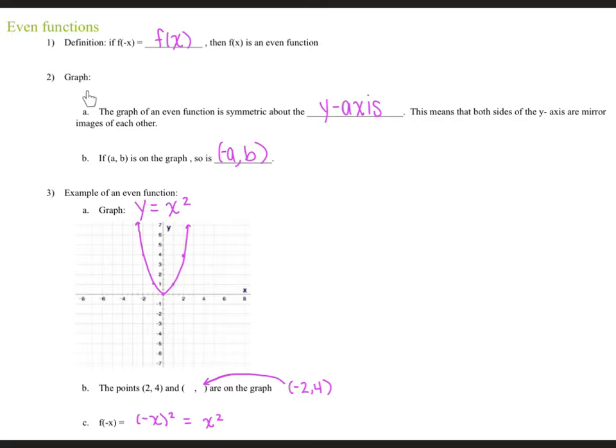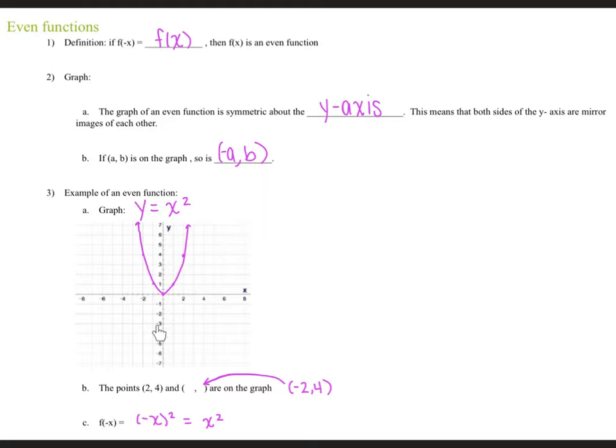Now, if we're looking at a graph of an even function, it does have symmetry, and it's symmetric about the y-axis. So that means your y-axis is your axis of symmetry, or it's almost like the mirror for both sides of your graph. You can see down here that it says if (a, b) is on a graph, and we plug in negative a, you're also going to get b. So if you have (a, b) and it's even, you can also assume that you're going to have (negative a, b).